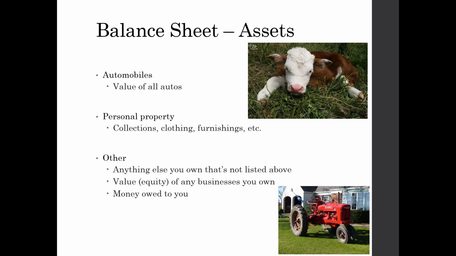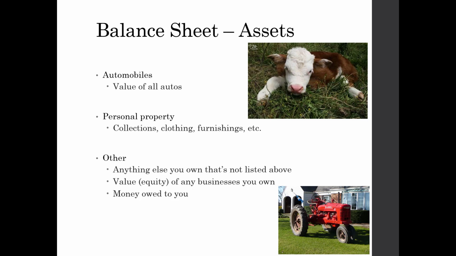Another thing you might list on your balance sheet is the value of any businesses that you own or you invest in. Maybe you have a lawn mowing business in the summertime or a babysitting business or something like that. If that's a formal business and it has value, you can list your share of that value on your balance sheet. And then we can list any money that's owed to you. If you lent some money to someone, they should be paying you back. This is your money, so this will be any money that you have lent to someone else will be listed as an asset on your balance sheet.